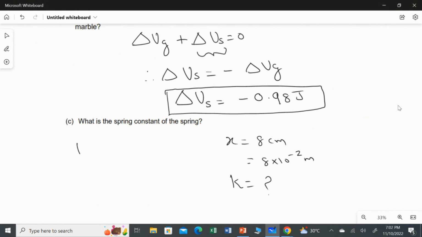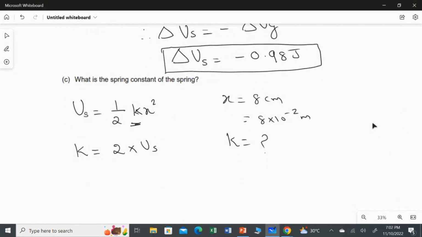So the elastic potential energy, or spring potential energy, is equal to half k x square. So this is the rule, am I right? Now we are going to find the value of k. So you have to rearrange this equation in terms of spring constant. Therefore, k is equal to 2 multiplied by the elastic potential energy over x square. Clear?